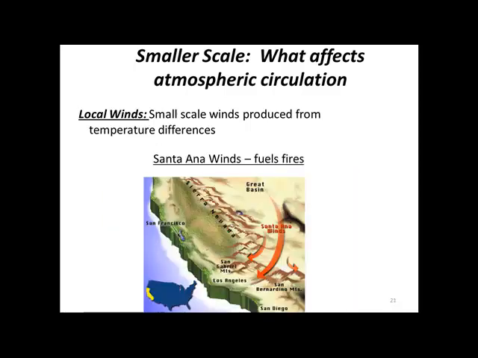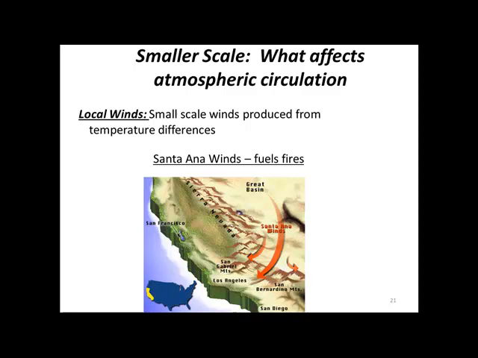The next local wind, a very specific one, is the Santa Ana winds. Out in California, these are very common. What happens is the winds will move over an area. As they move over, they lose all their moisture. The moisture is expelled out of them, and so you have these very, very dry winds that move through.